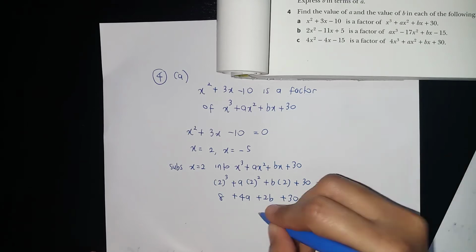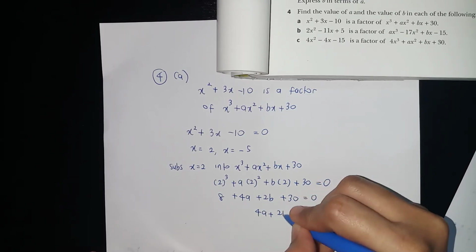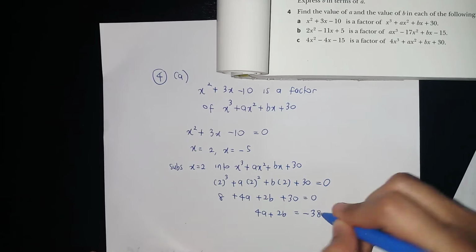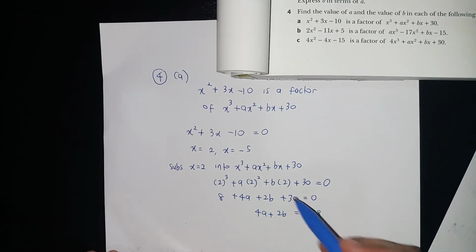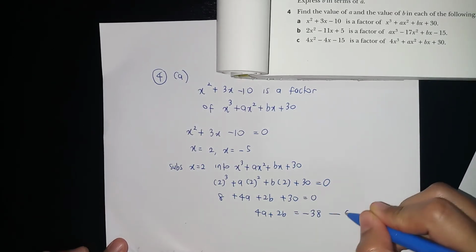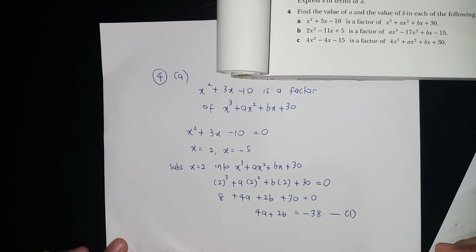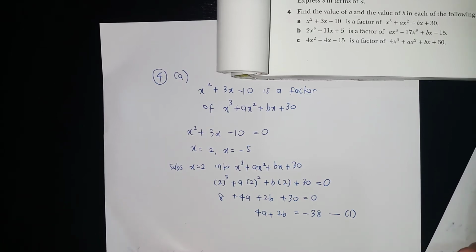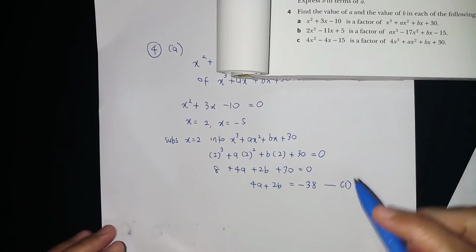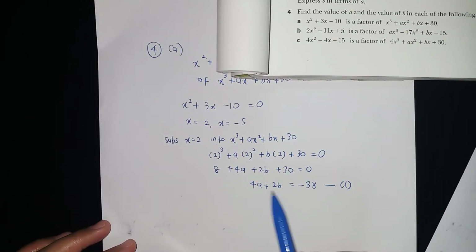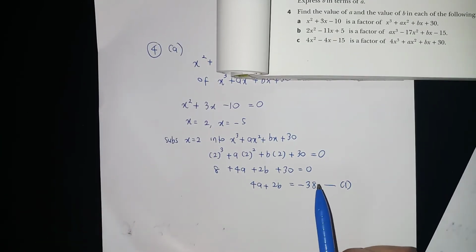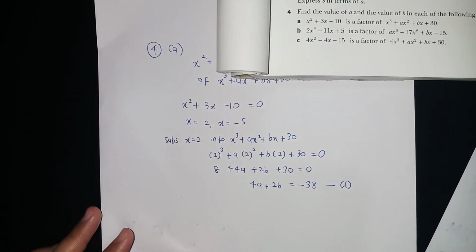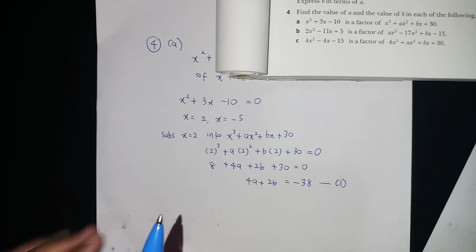Let's quickly solve. You will get 4a plus 2b equals to negative 38. I bring 30 and 8 over to the other side. So this is my first equation. You don't have to bring 30 and 8 to the other side if you don't want to. It's okay, I just rearrange according to my preference. Second step, because we have 2 unknowns in one equation, you cannot solve. If you have 2 unknowns, you need to have at least 2 equations, so you need to create another equation in order to solve it.